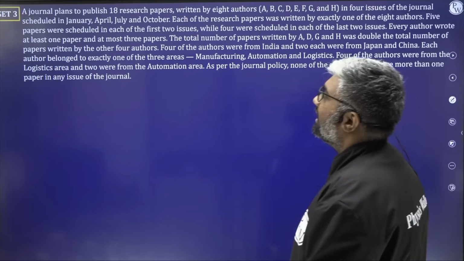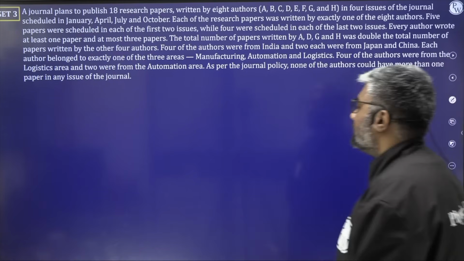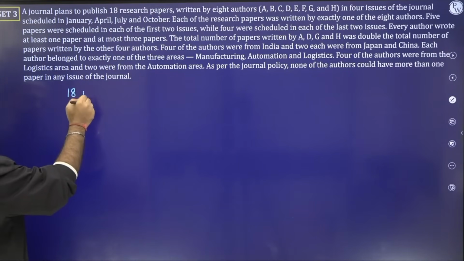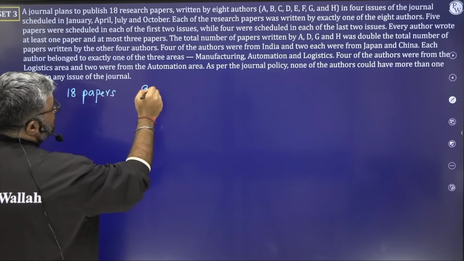Okay. A journal plans to publish 18 research papers. So we have 18 research papers. We have 18 papers, 8 authors.